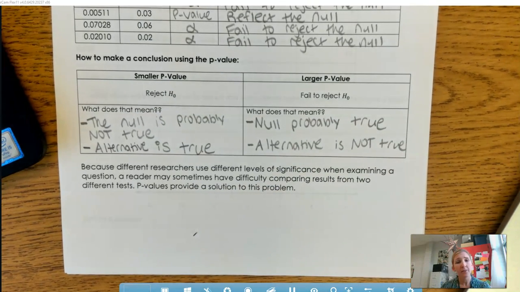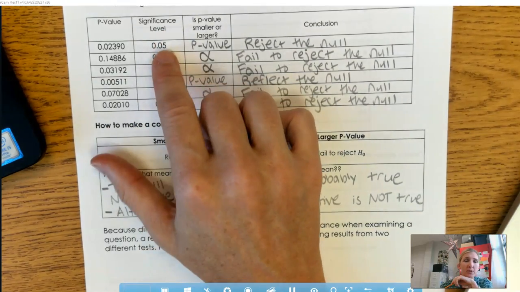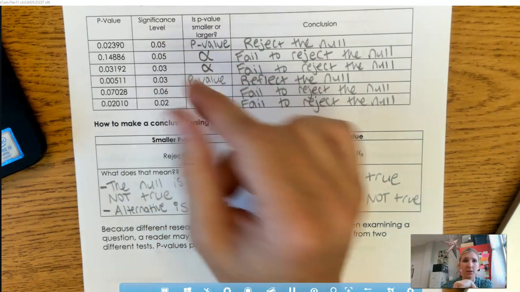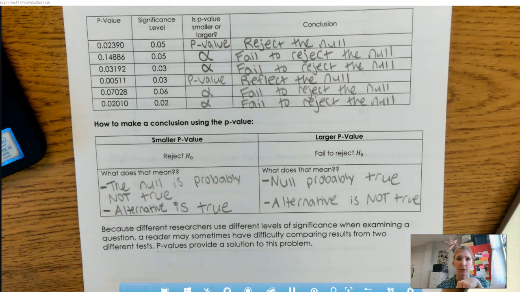All right, because different researchers use different levels of significance when they examine a question, a reader of published studies might have difficulty comparing results from two different tests. P-values are a solution to this problem because p-values are consistent, right? So one experimenter might say that 5% is their significance level, and another experimenter might say 1% is their significance level, right? So they might run the exact same study, but one of them will reject the null and the other will fail to reject.